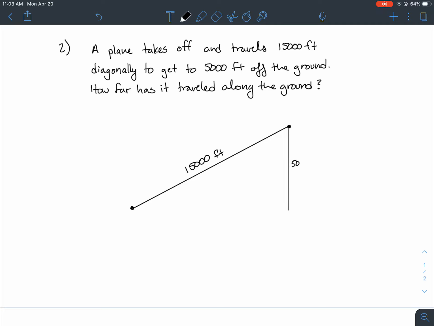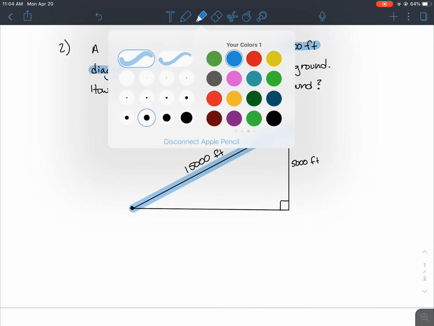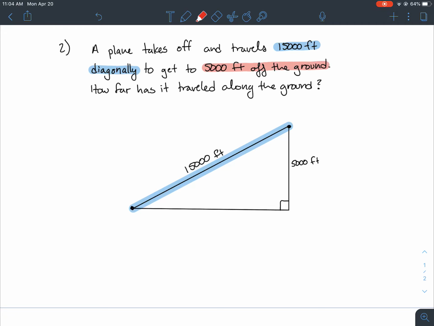So that means we've traveled 5,000 feet upwards, and we're trying to figure out how far has it traveled along the actual ground? Well, that makes a right triangle. And again, the pieces we got were 15,000 feet diagonally. And then we had 5,000 feet off the ground, so how high up it is in the air. And we're trying to figure out how far has it traveled along the ground. So again, we have our right triangle.